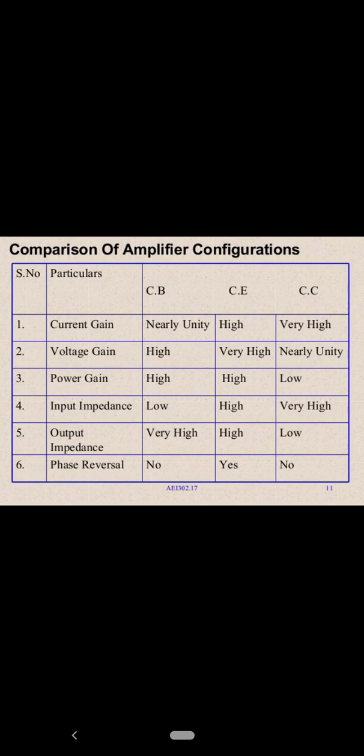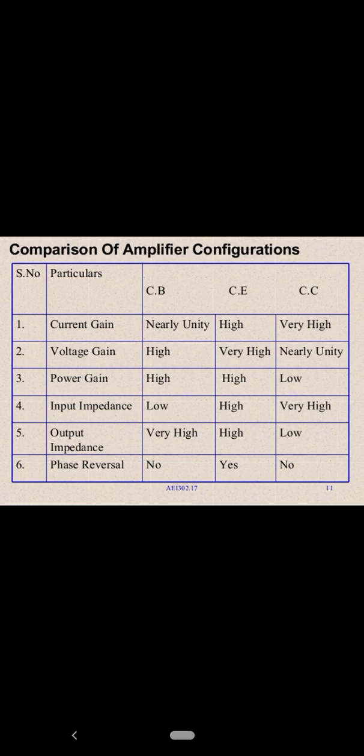This is a comparison of amplifier configurations. There are three different amplifiers: common base amplifier, common emitter amplifier, and common collector amplifier. The current gain in the common base amplifier is nearly unity, whereas in the common emitter amplifier it is high, and in the common collector amplifier it is very high. The voltage gain is high in CB configuration, very high in CE configuration, and nearly unity in CC configuration. The power gain is high in CB and CE configurations and low in common collector configuration.